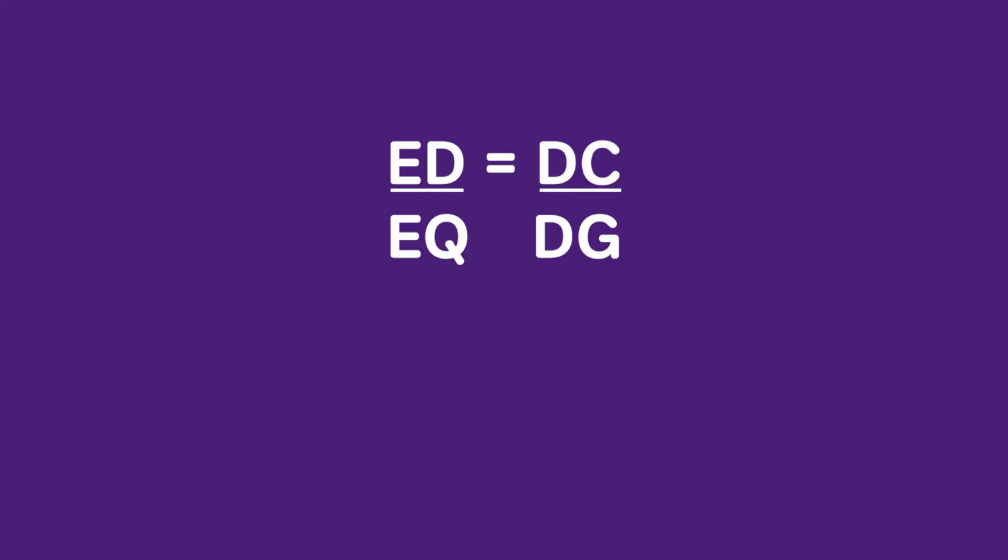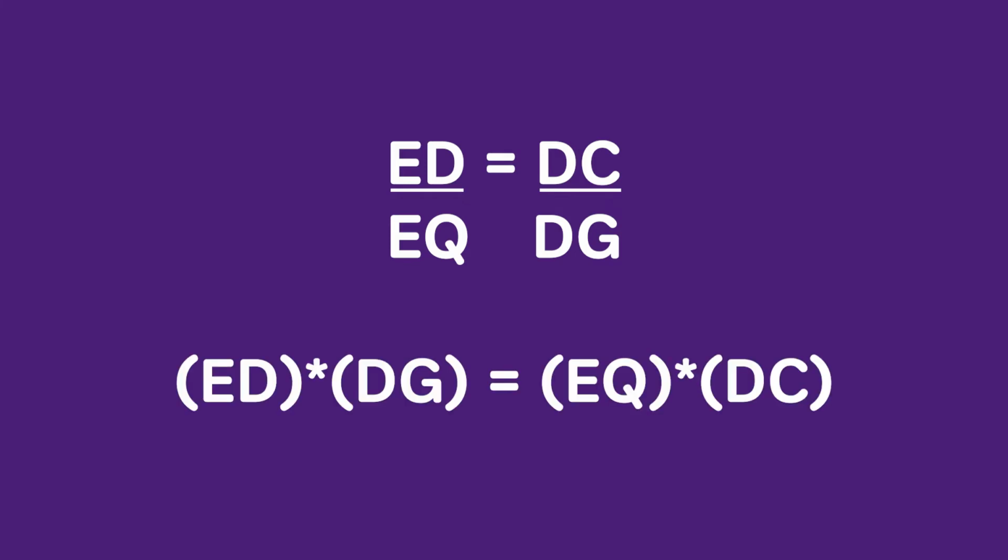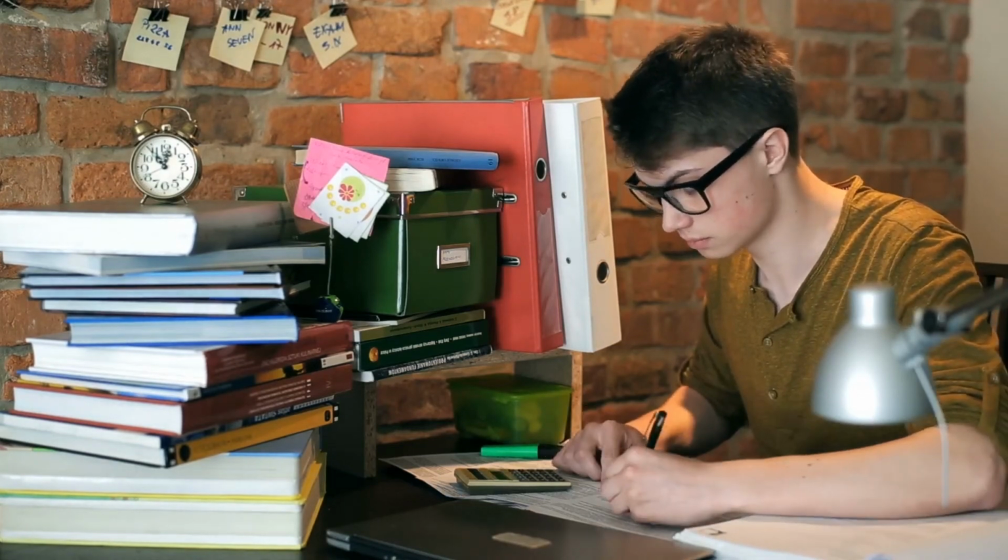Using algebra, we can cross-multiply to get 2 equal products. Or, as the equation says, segment ED times segment DG equals segment EQ times segment DC. And would you look at that? We already said segment EQ times DC is the area of the parallelogram. And as you know, segment ED times segment DG is the area of the rectangle. Therefore, these 2 areas are equal. That's one way to prove these areas are equal.